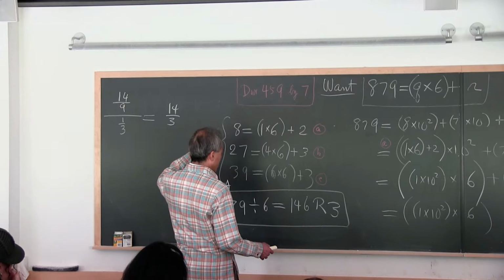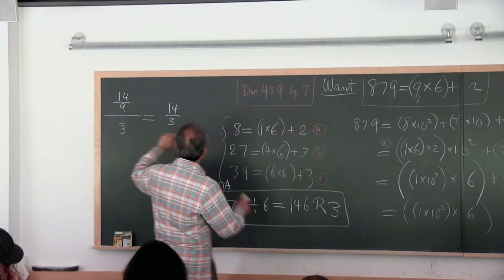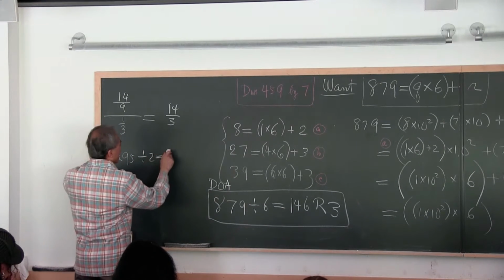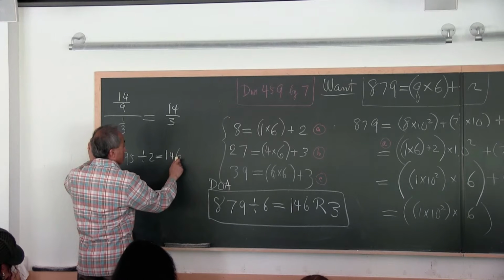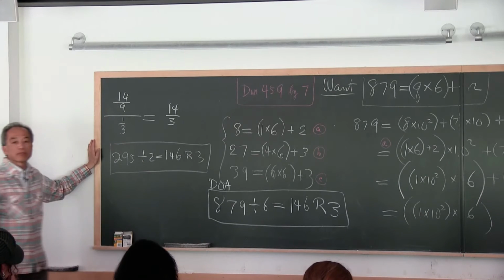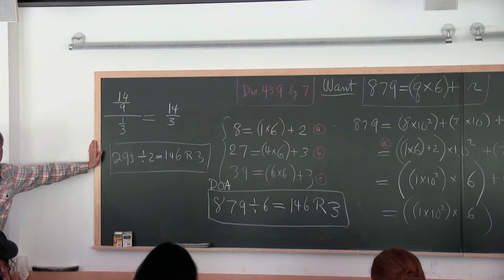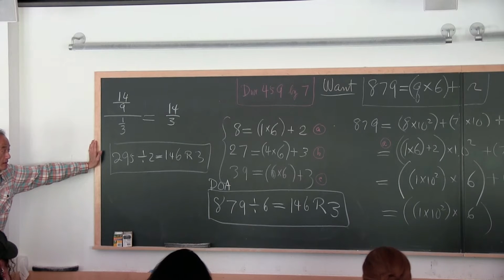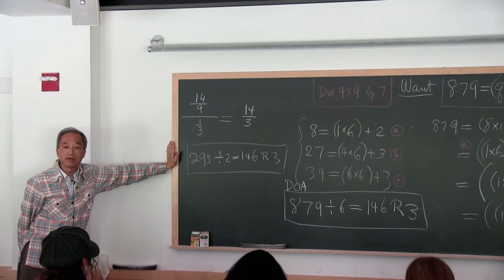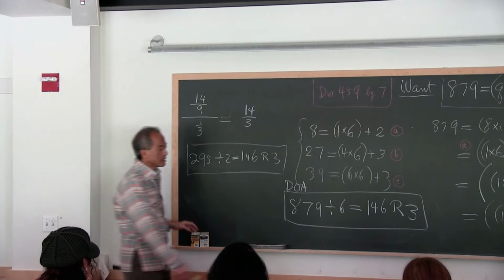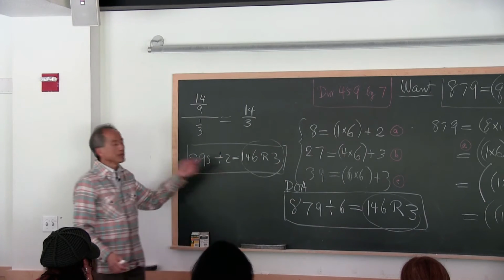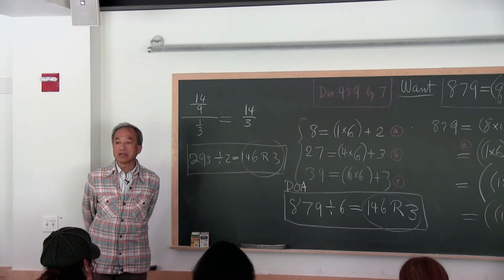Let's see. Is this correct? I hope it's correct. 292 plus 3. Right? So if this makes any sense, you will have 292 divided by 2 is equal to 790 divided by 6.